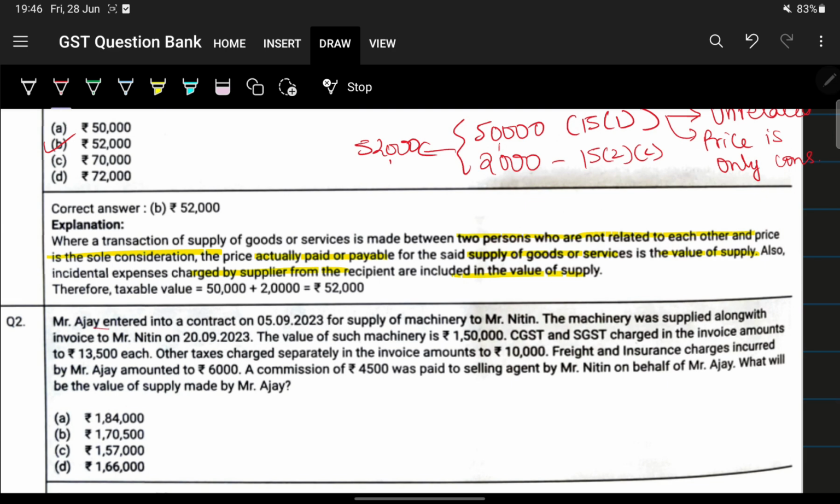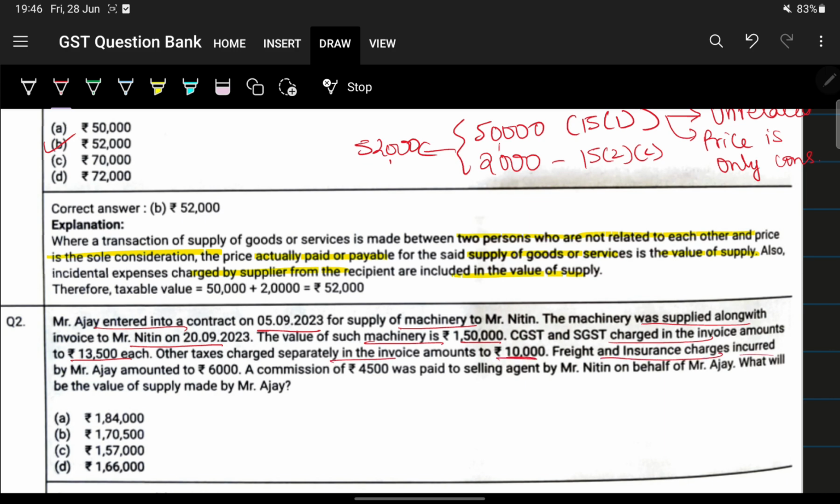Next, Mr. Ajay entered into a contract on 5/9/23 for supply of machinery to Mr. Nitin. The machinery was supplied along with an invoice to Mr. Nitin on 20th September 2023. The value of the machinery is 1,50,000. The CGST and SGST charged in the invoice is 13,500 each. So 13,500 divided by 1,50,000, meaning they have charged 9%, so it is 9% plus 9%. Next, other taxes separately charged in the invoice amount to 10,000.